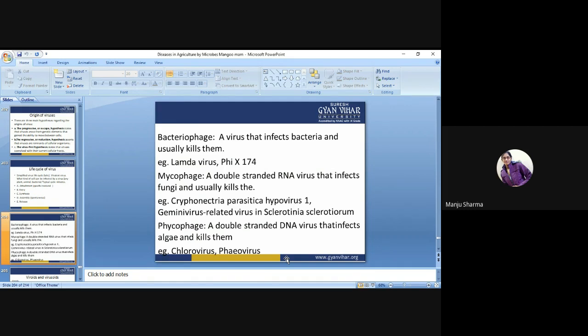Bacteriophage: the virus infects bacteria and usually kills them. Examples are lambda virus and phiX174. Mycophage: a double-stranded RNA virus that infects fungi and usually kills them. For example, Cryphonectria parasitica hypovirus 1.